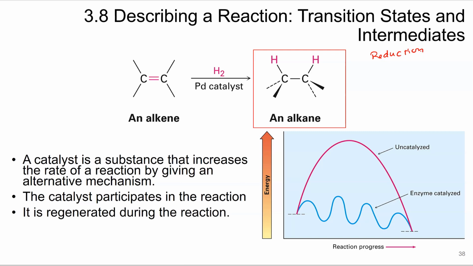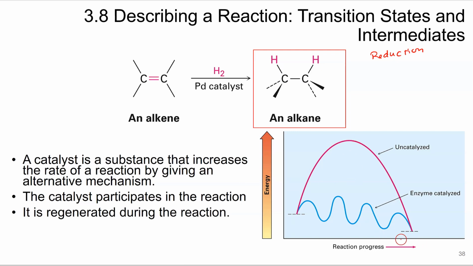In this case, it's using a catalyst to increase the rate of the reaction by giving it a different way to get there. So this reaction here is an alkene with H2 and a palladium catalyst, which adds hydrogens across the double bond to form the alkane. So the catalyst provides a mechanism with a lower activation energy.